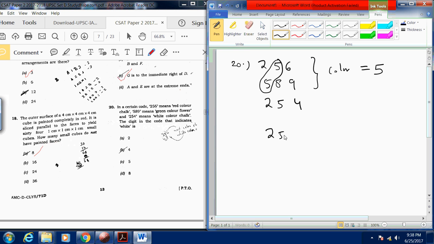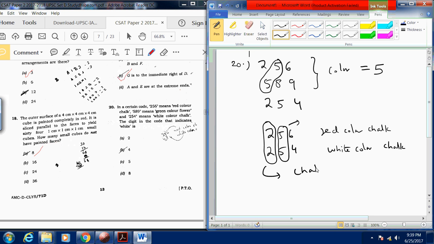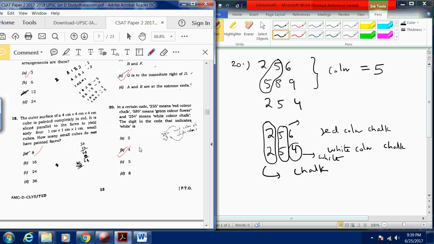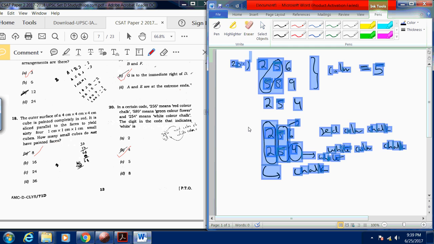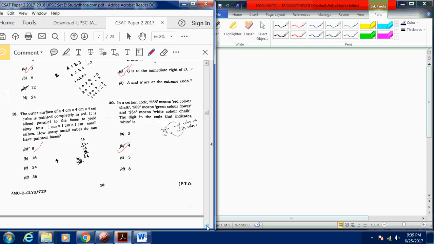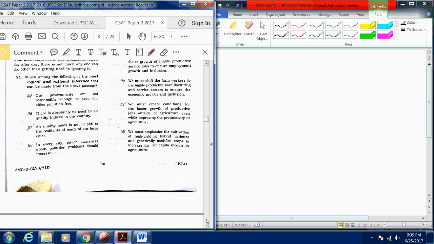Now in 256 and 254, you have 2 common and you have 5 common. So 256 is red color chalk, and 254 is white color chalk. We already know 5 is color, so 2 should be chalk. So if 2 is chalk, 5 is color, then 4 must be white. So 4 must be white. That is the answer. So moving on. See the passage. We'll skip the passage.